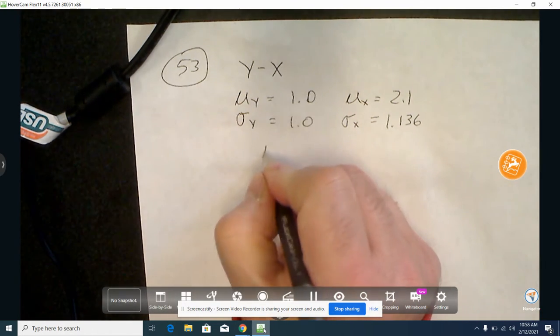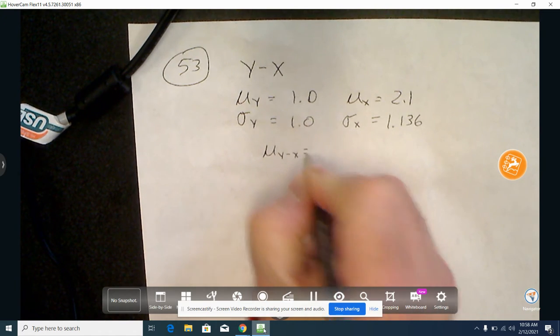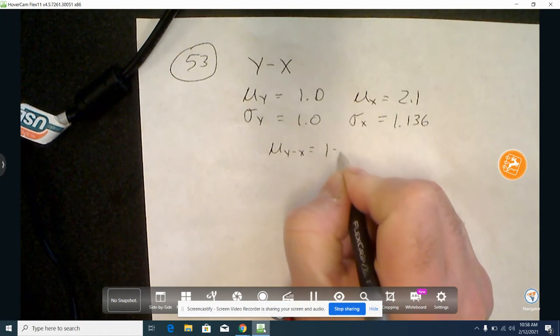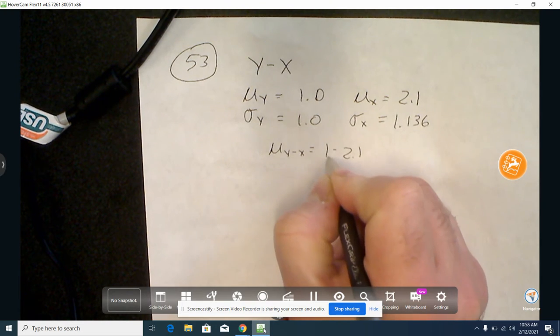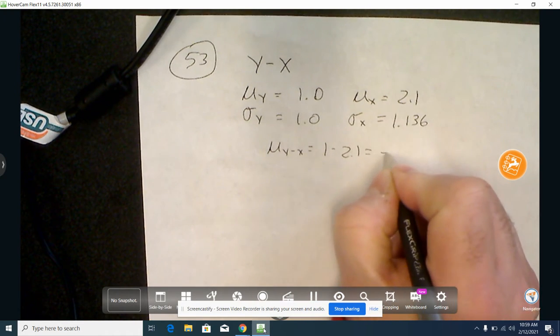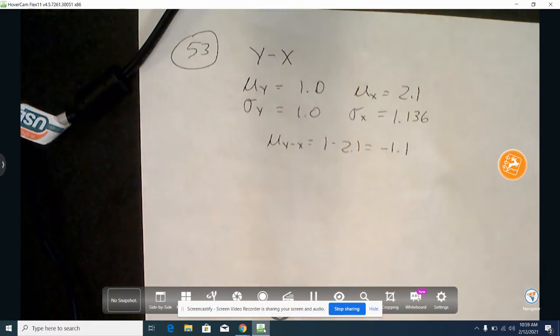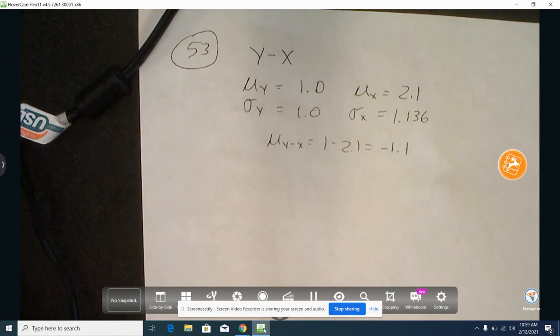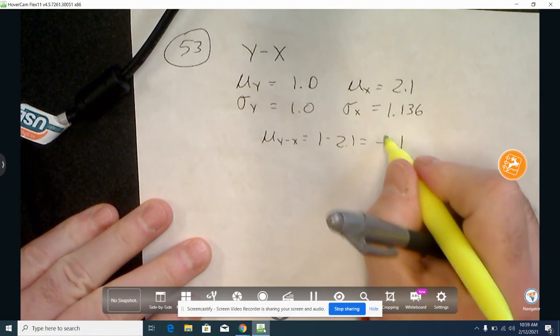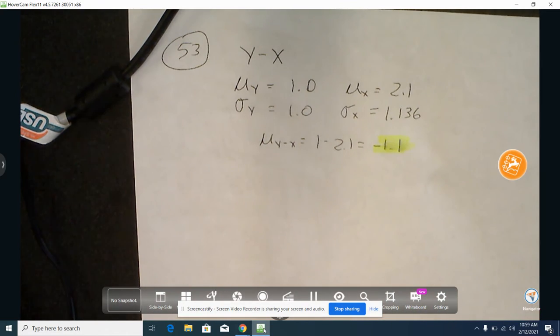So mu sub Y minus X, again, remember this thing about means. They're pretty user friendly. So 1.0 minus 2.1 is negative 1.1. And there is our difference in the means. That's the answer to the mean. And here it is in context. I'm not going to write it down, so you're just going to have to listen to this. If you were to select many essays, there would be about 1.1 fewer word errors than non-word errors on average.